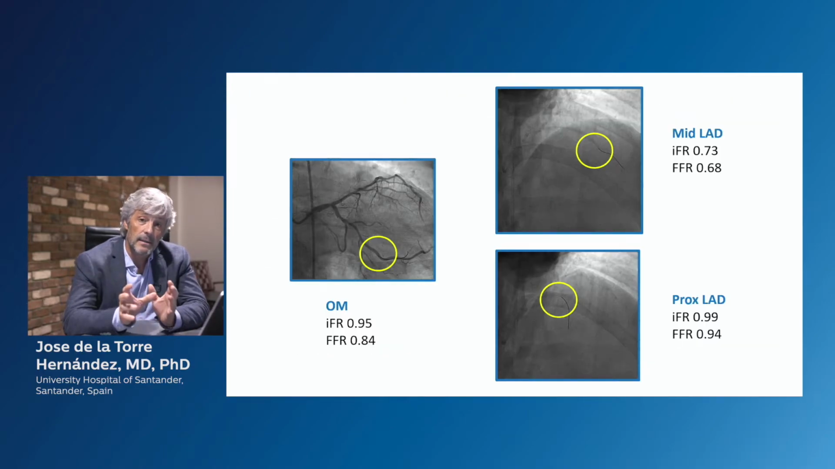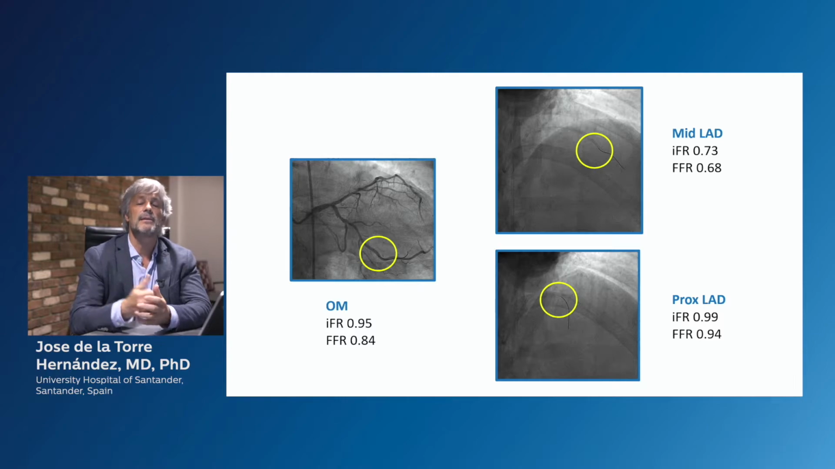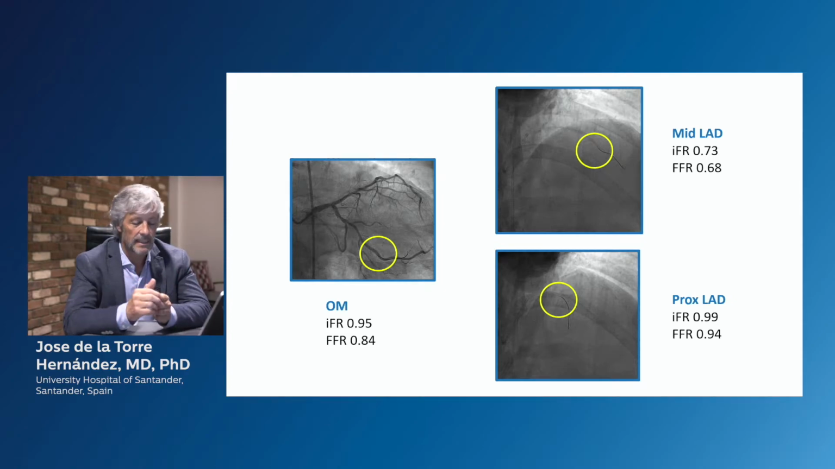We did the examination with the iFR, and in the obtuse marginal in the circumflex, you can see we have negative values for iFR and FFR. In the mid-LAD, we have positive values: iFR 0.73, FFR 0.68. But if we do a measurement distal to the left main but proximal to the mid-LAD lesion, the values are 0.99 for iFR and 0.94 for FFR, provided there is a lesion distal to this point of measurement.